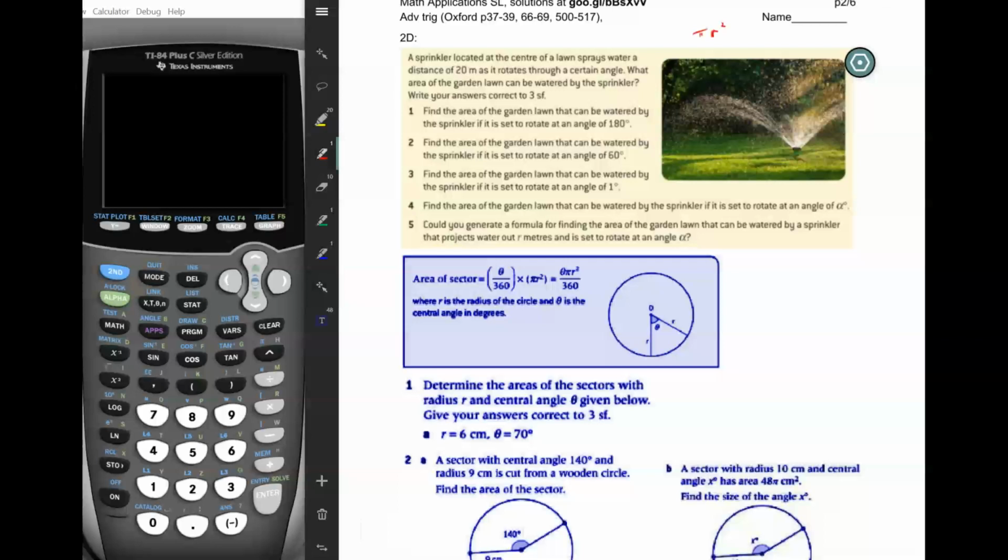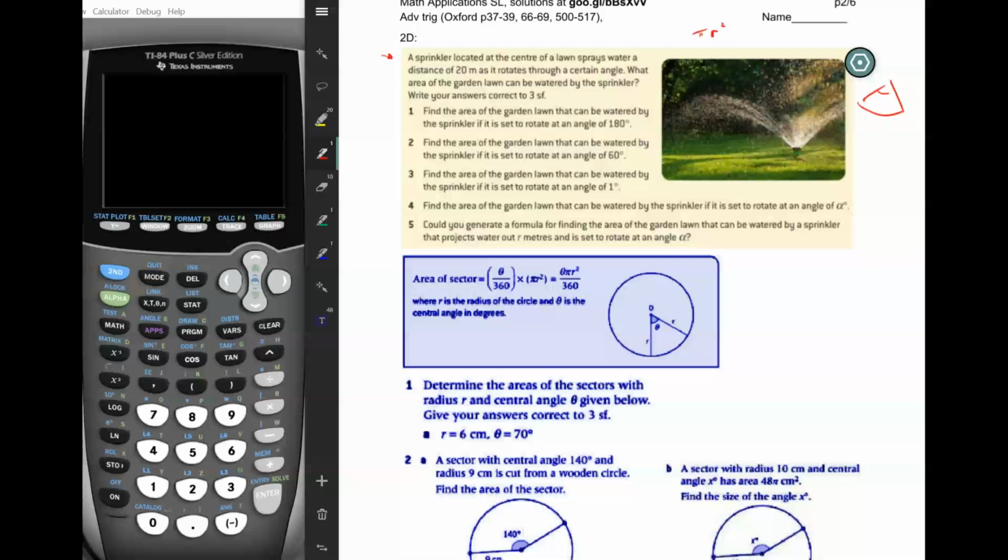Here there's a little investigation where they talk about a sprinkler covering the center of a lawn, and it sprays water at a 20-meter distance, and it rotates to a certain angle. Basically, it's going to trace out a pizza slice. Okay. And depending on this angle, you can figure out how much area of grass it covers.